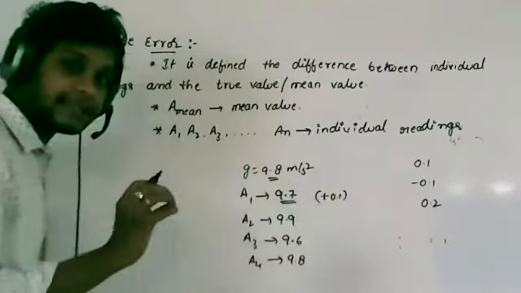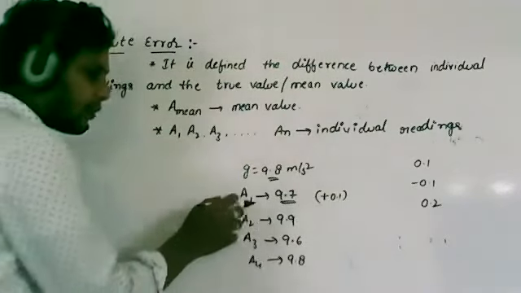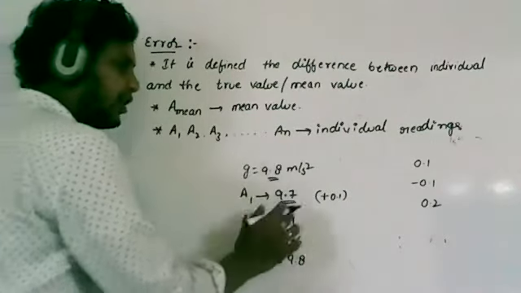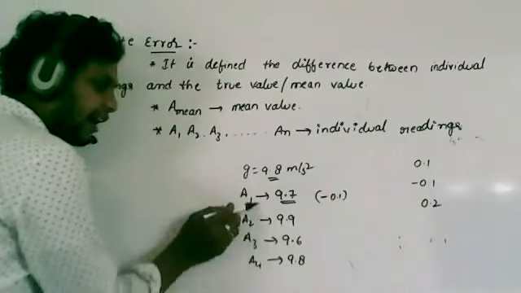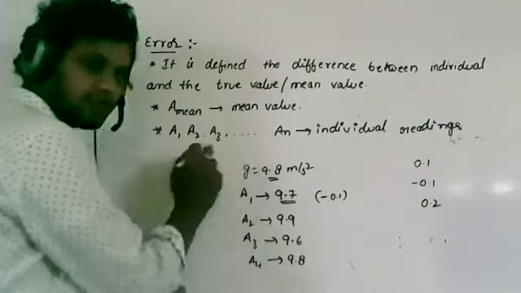Sorry, subtraction. I will take subtraction. The subtraction between the true value and this value is, for example, minus 0.1. I will take the second reading minus the true value.